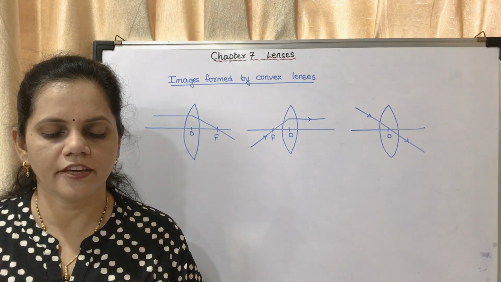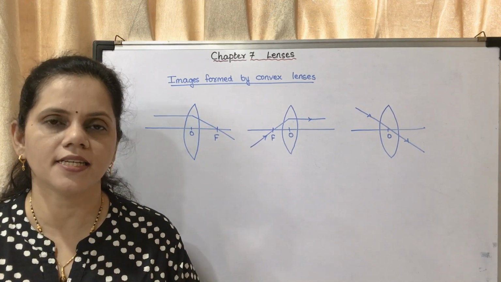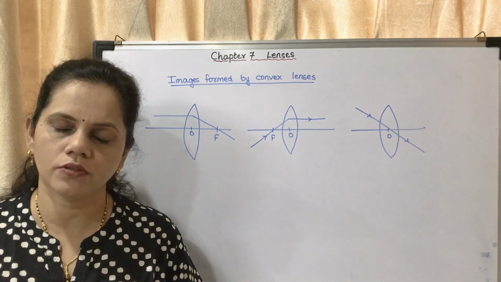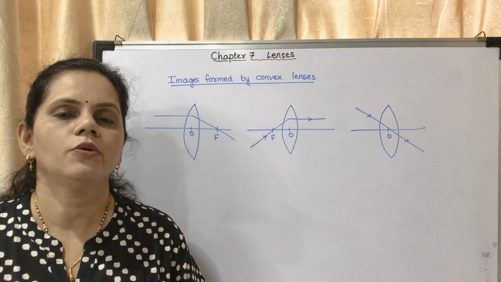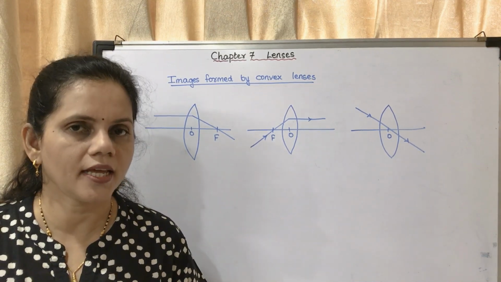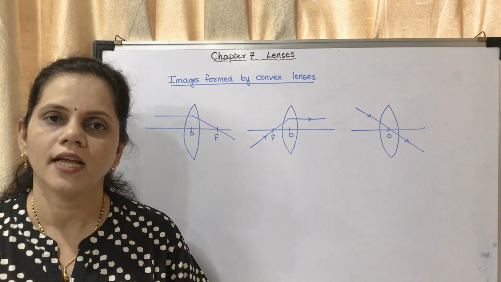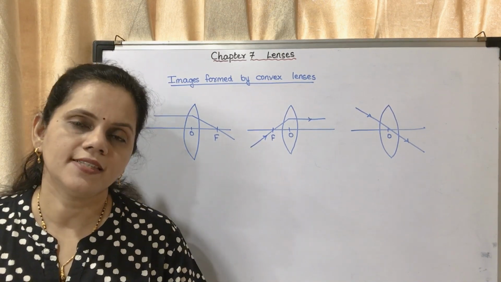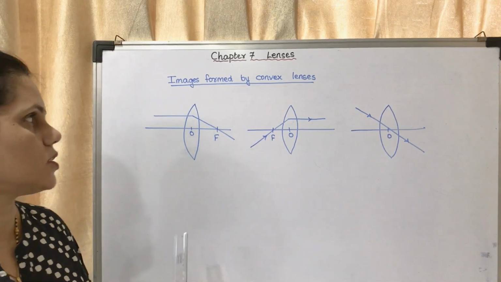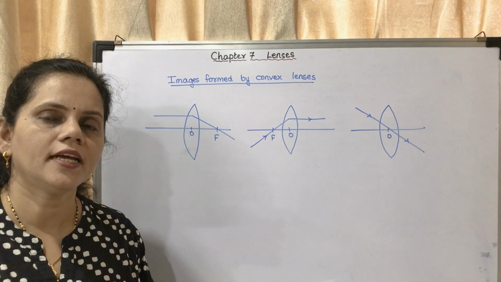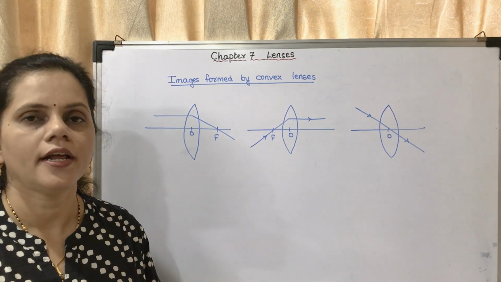What will happen if you use a concave lens in this experiment? In this experiment, if you use a concave lens, you won't be able to obtain any image on the screen because a concave lens forms virtual images.